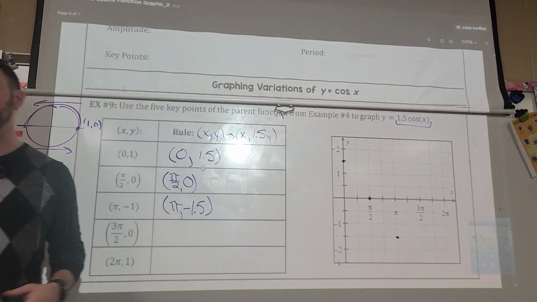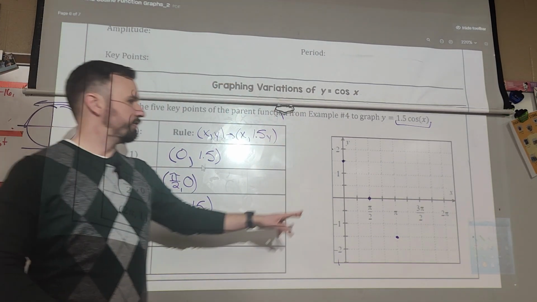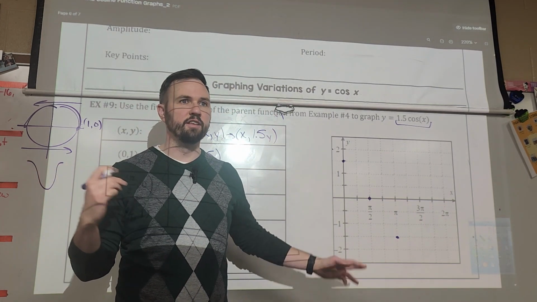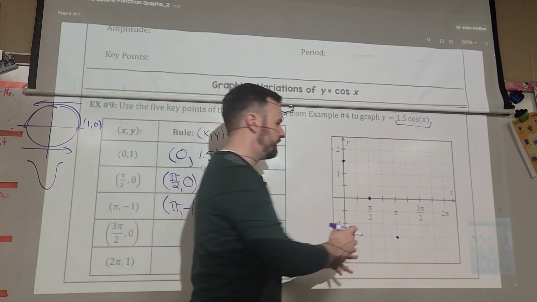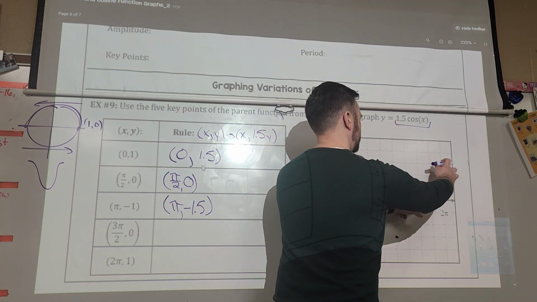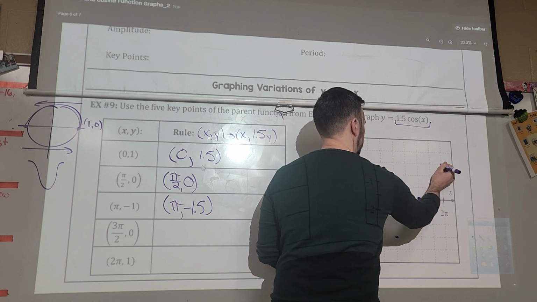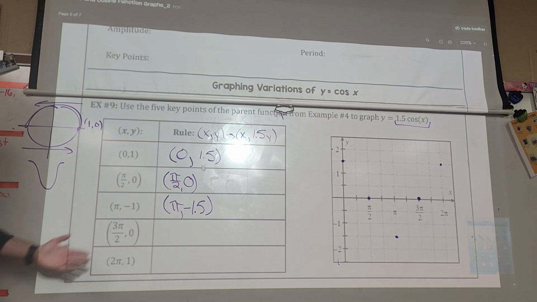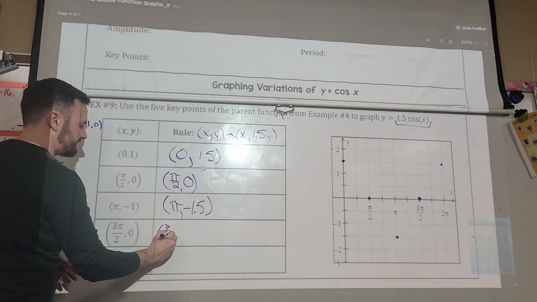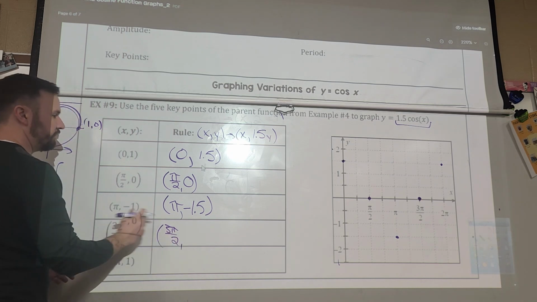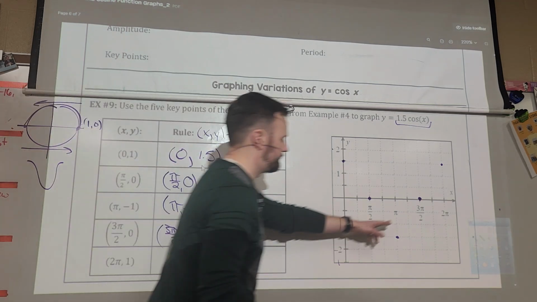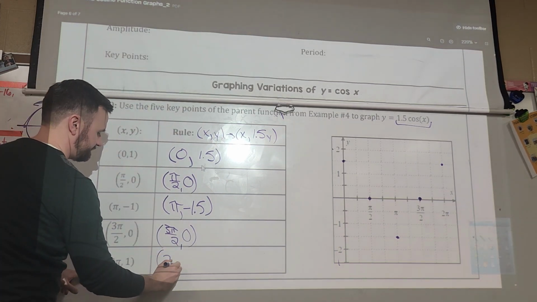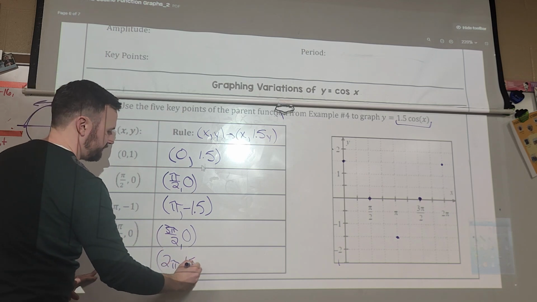Now, I know I said this yesterday, and I love repeating myself. From here, could I graph the rest of it without writing the points? Because it's periodic, so what do I know has to happen? I'm going to have to go back up, right? Because it's going to be a wave. Let's see if I was right. My x stays the same. 0 times 1.5 is 0. My 2 pi stays the same. 1 times 1.5 is 1.5.